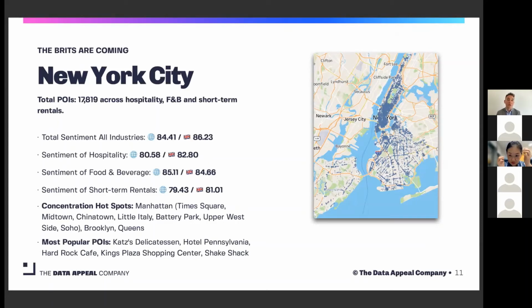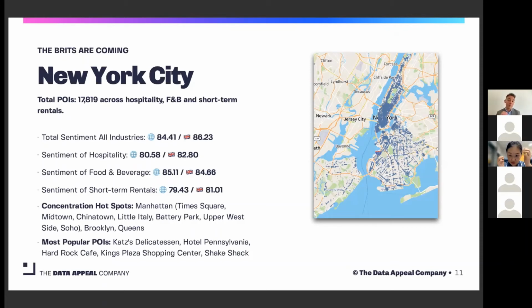So this means the concentration of the comments that were being made were around Manhattan. Then you can read it from there, Chinatown, Brooklyn, and Queens. And in terms of the most popular points of interest, this is not necessarily the ones that will get the best sentiment. So this is not necessarily meaning that Katz's Delicatessen is the favorite attraction of New York. This means that this is the one that has the most comments. So they seem to be doing something either really, really good or really, really badly, or something in between. So people are talking a lot about Katz's Delicatessen and Hotel Pennsylvania and so forth.